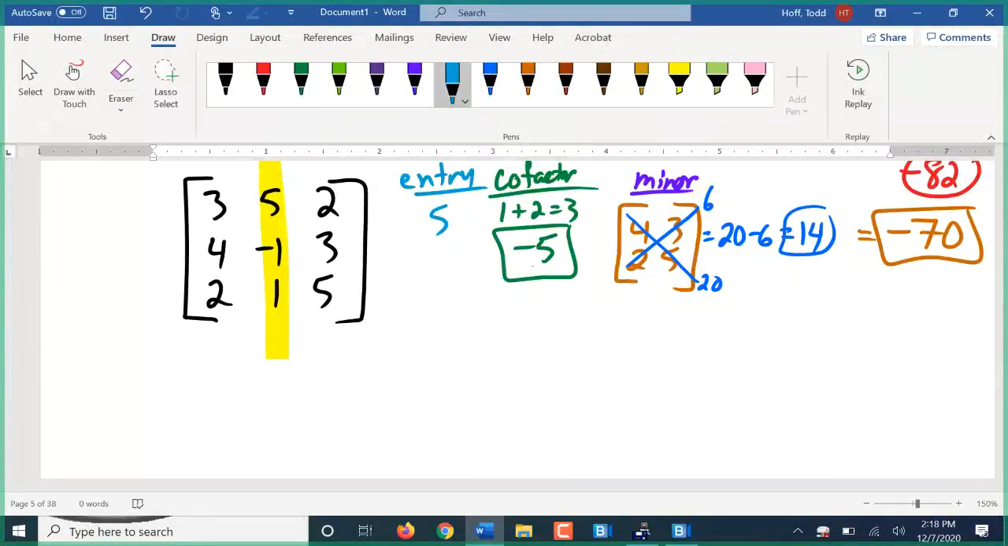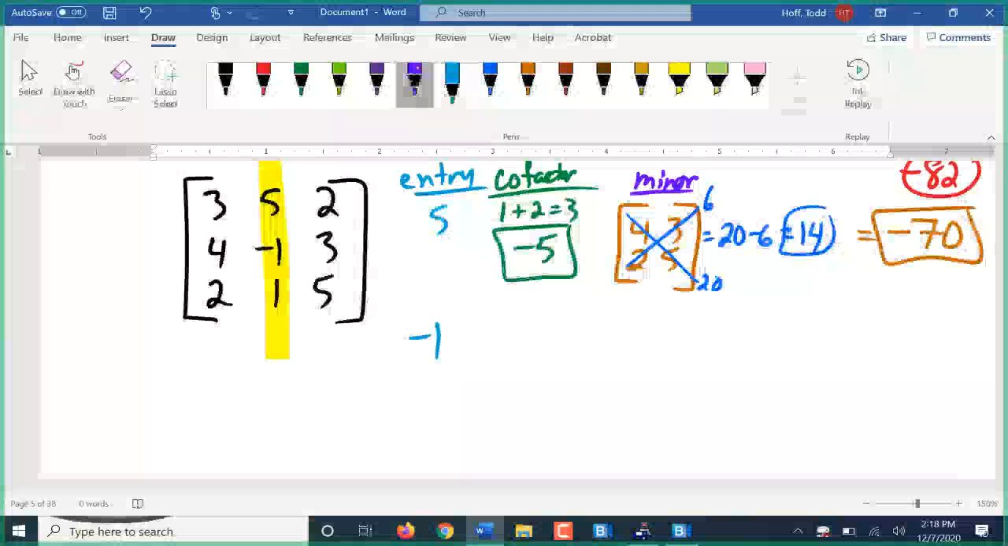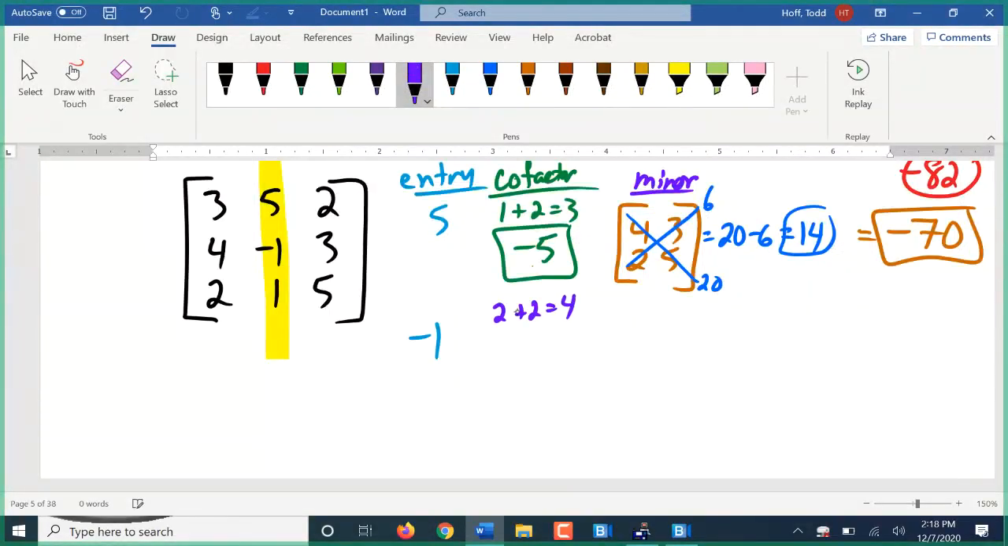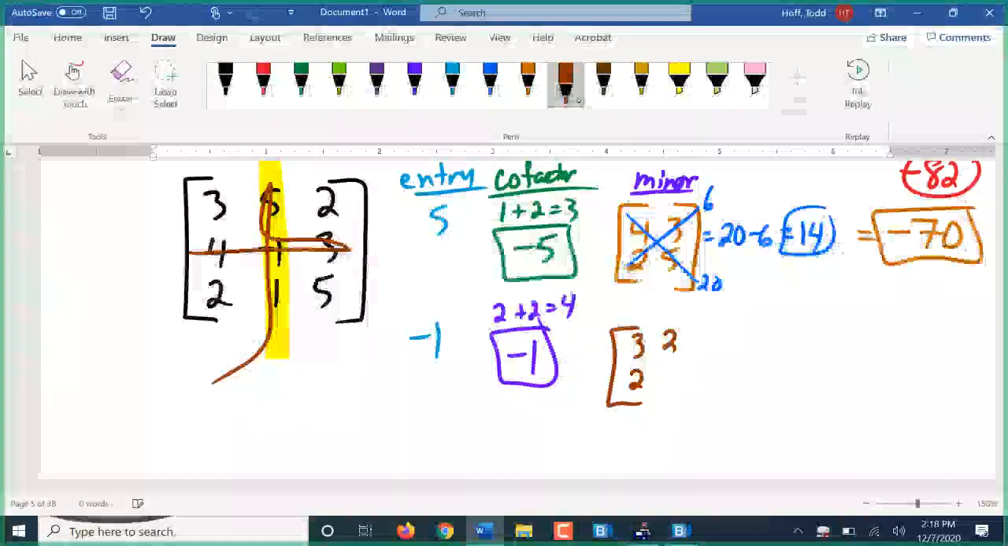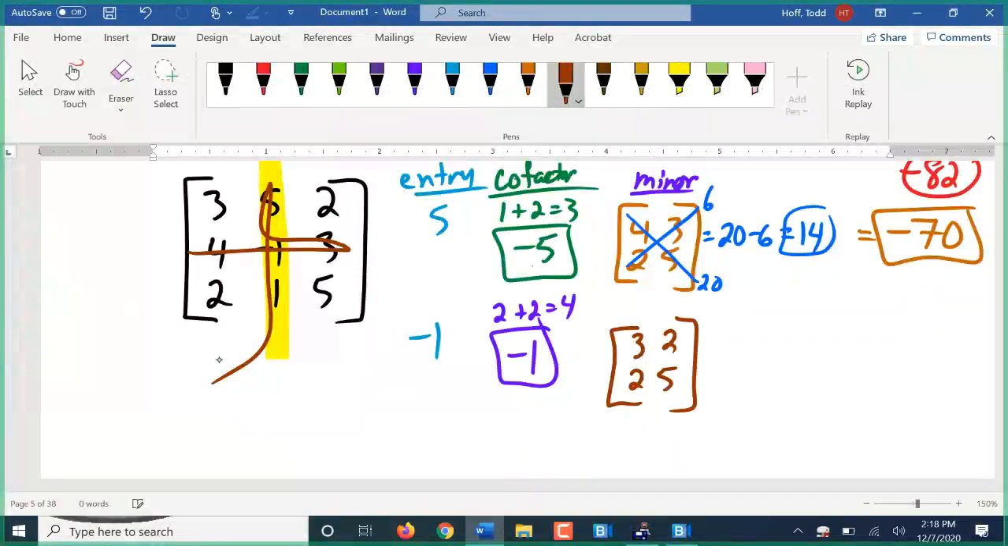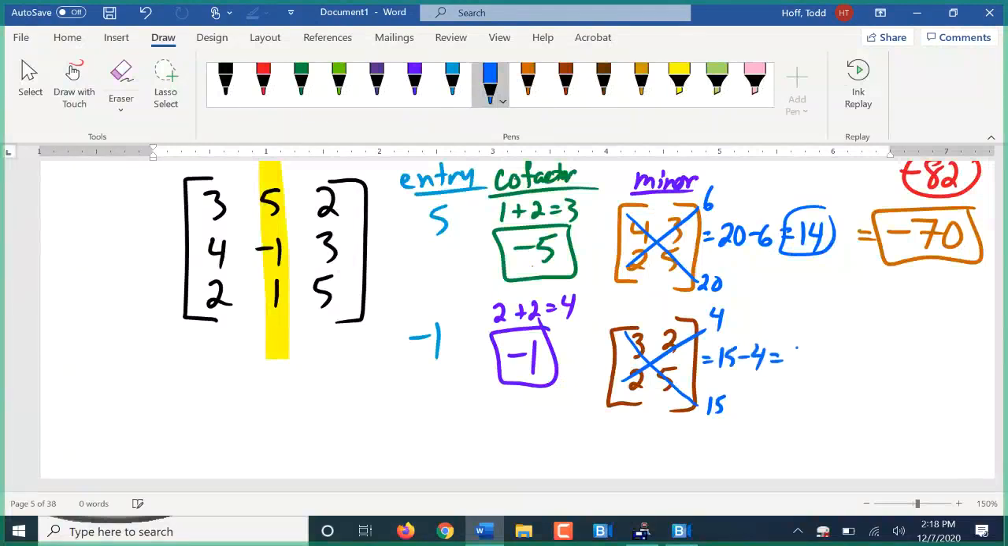My next entry is the negative 1. It is in row 2, column 2, which adds up to 4. That's even, so it's just the entry, but that's already a negative 1, so it stays negative 1. My minor, I'll remove its row and its column, is going to be 3, 2, 2, 5. I find that determinant. 3 times 5 is 15. 2 times 2 is 4. 15 minus 4 is 11. That expansion there, negative 1 times 11 is negative 11.